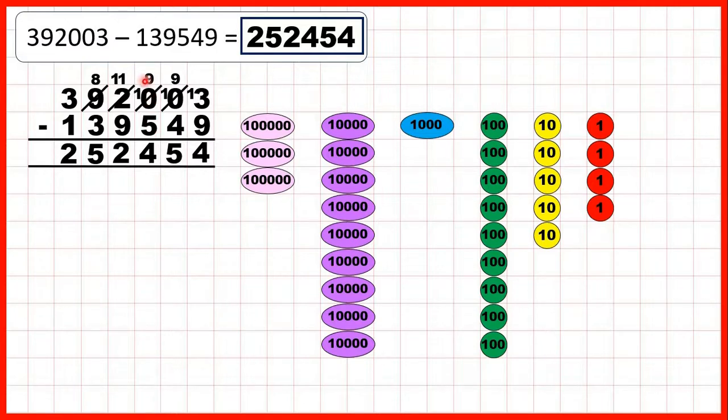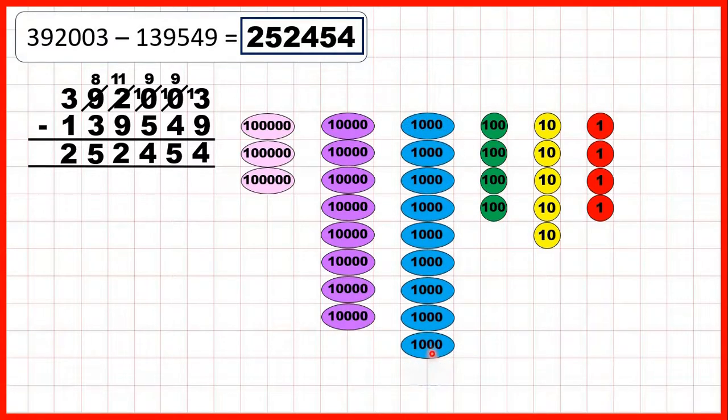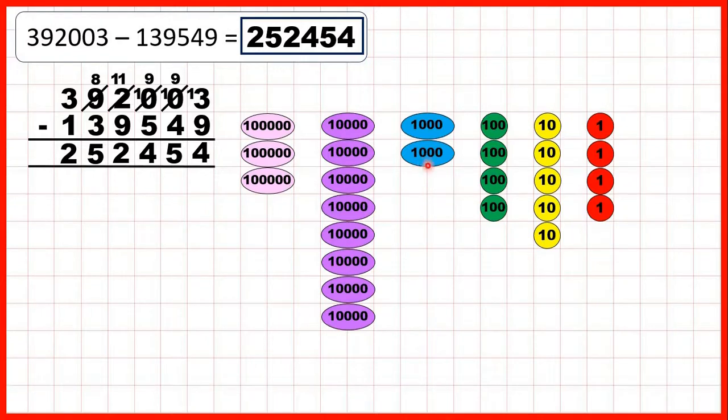Onto our hundreds, we have 9 hundreds and need to take 5 away. When we do that, we're left with 4 hundreds. But now, because we exchanged, we only have 1,000, but we need to take 9,000s away. To do that, we needed to exchange one of our 10,000s for 10 more thousands. So we can subtract 1,000, then exchange, then subtract 2, 3, 4, 5, 6, 7, 8, 9, and that leaves us with 2 as the thousands digit of our answer.